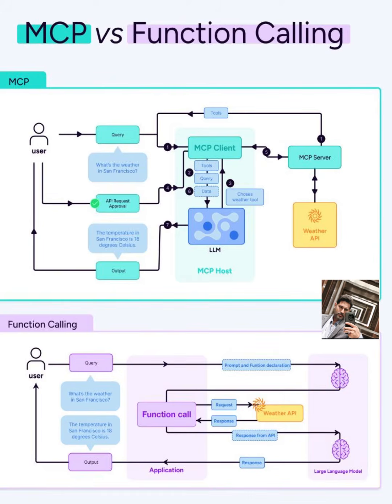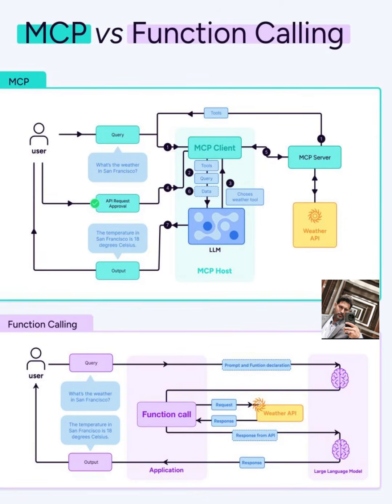The MCP client sends the query to the MCP host, which is tightly coupled with the language model. Think of the host as the brain that manages the LLM's interactions. The host processes the query, realizes it needs external data, and sends an API request to the weather API. The API returns the data, say, the temperature in San Francisco is 18 degrees Celsius. The MCP host then feeds this back to the language model, which generates the final output and sends it to the user via the MCP client.